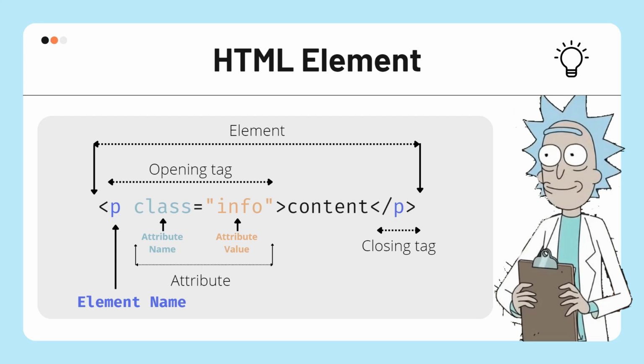Okay, HTML elements can or cannot contain attributes, which means for some HTML tags it's mandatory to have some specific attributes. And furthermore, not all HTML tags need a closing tag, but don't worry about it, we will see them in a minute. Yes, for this example, I just added an attribute: we have an attribute name, which is the class, and the attribute value, which is the info.